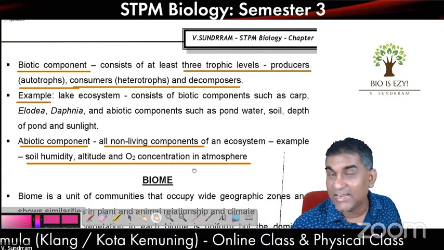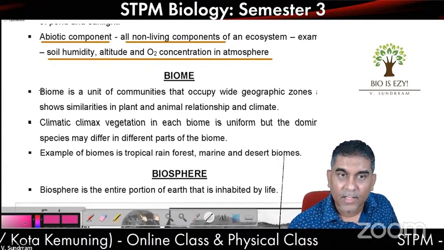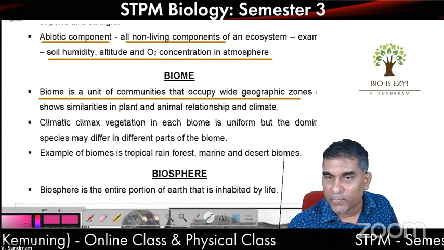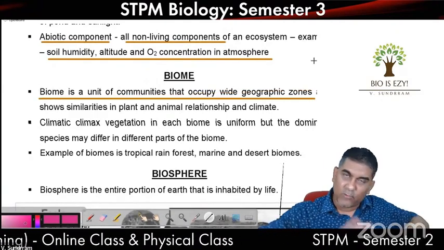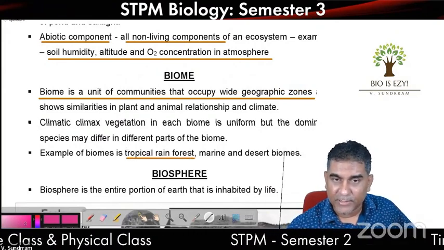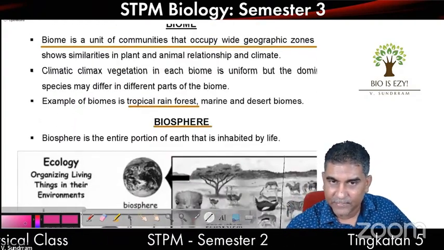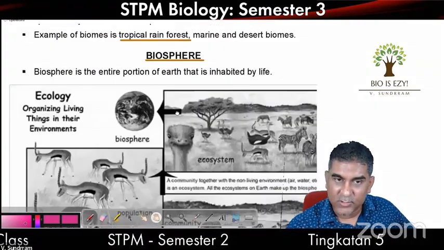Biome is the largest ecosystem. A large community occupies a wide geographic zone. They cover a large area. Example is tropical rainforest. Earth is the biosphere. Once you get the notes later, you'll have a picture like this.